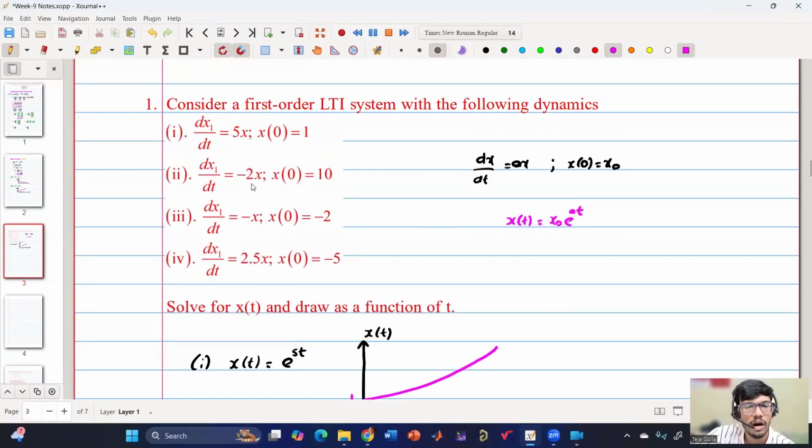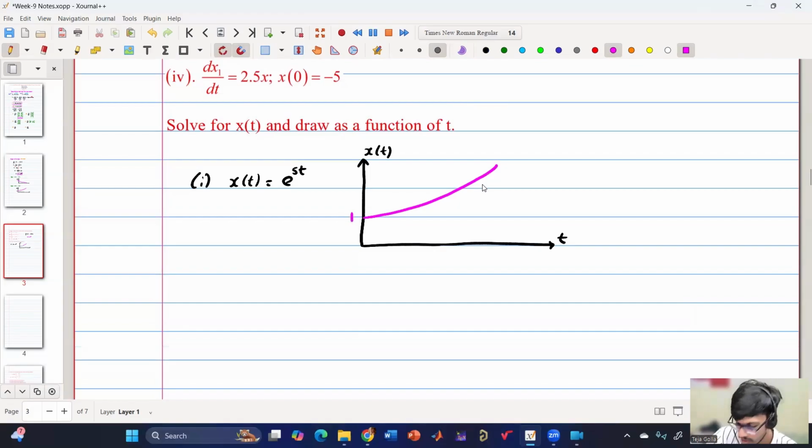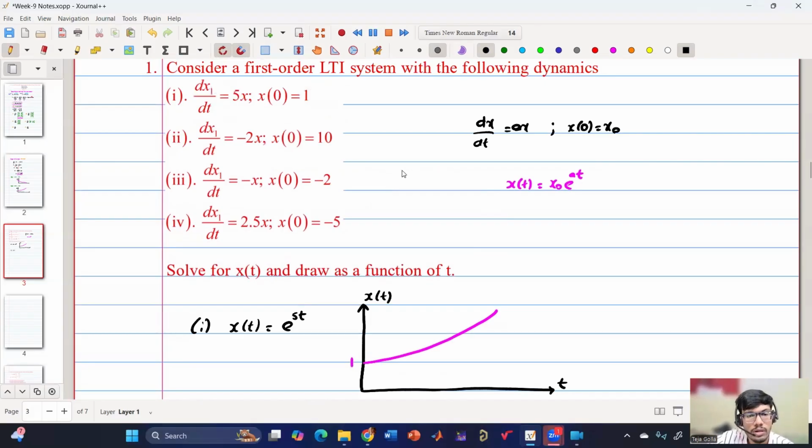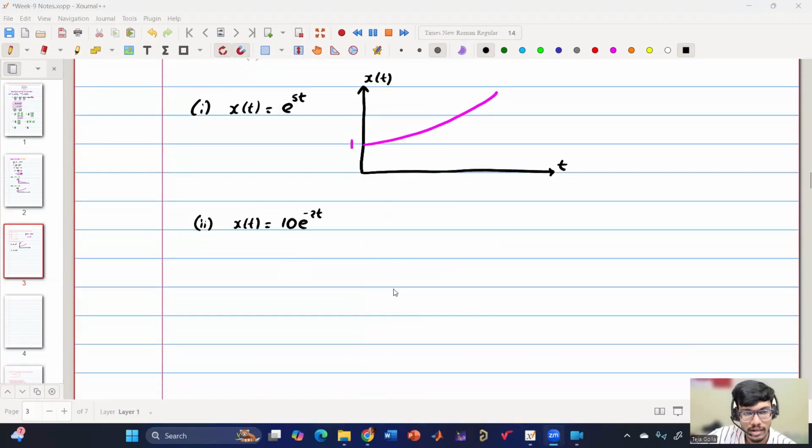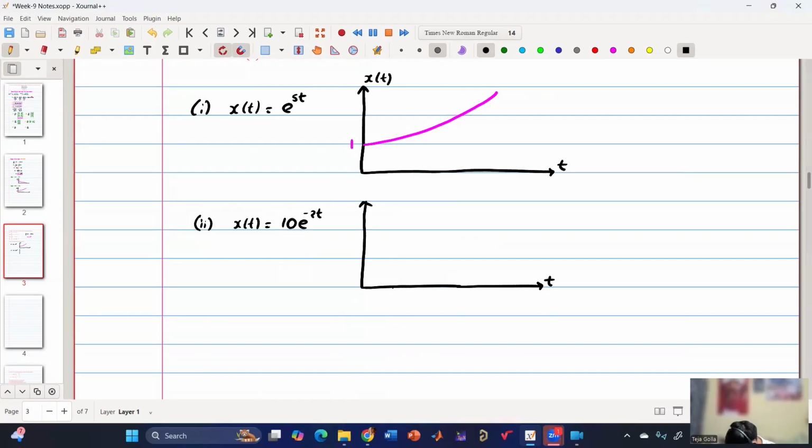So this is the value 1 and then it will eventually exponentially increase. In the second case, we have minus 2x and 10. So if we write the expression, x of t is equal to x naught into e to the power minus 2t. Here I have given x naught as 10, so we'll get 10 into e to the power minus 2t. Now whether this will exponentially increase or decrease? Exponentially decrease. Very good. It will start from 10 and then eventually decrease. So this is my 10.